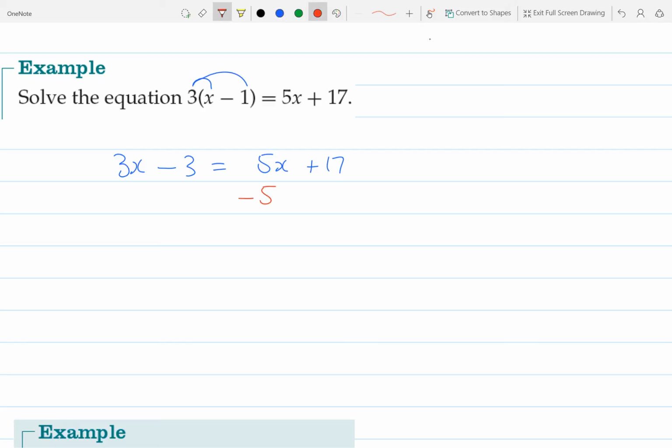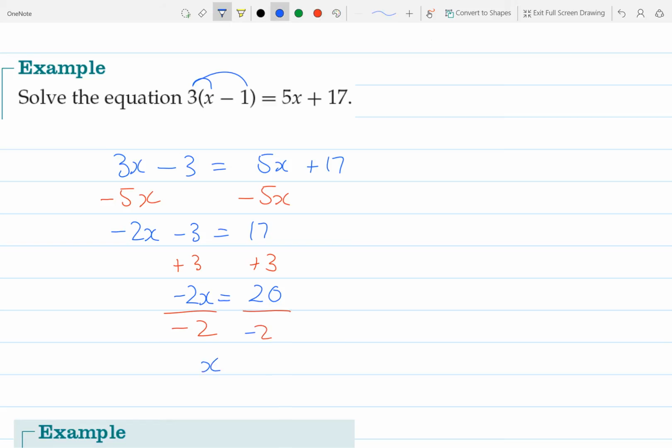showing our working we'll subtract 5x from both sides, and that gives us our next line, which will be negative 2x minus 3 equals 17. Now we will add 3 to both sides, so we have negative 2x equals 20, and now I can divide both sides by negative 2, and x equals negative 10. Okay, so one real solution there.